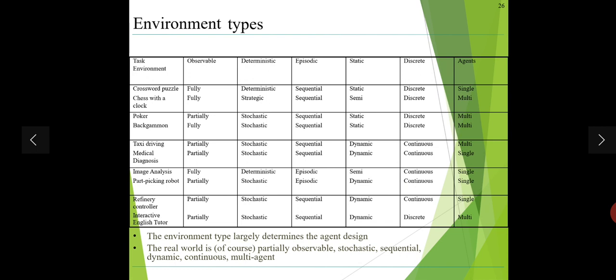So interactive English tutor, this also we did, and what is the environment type for this: partially observable, stochastic, sequential, dynamic, discrete, and multi-agent. Part picking robot: partially observable, stochastic, episodic, dynamic, continuous, single agent. So like this, we have to understand what the environment types are for all these kinds of examples.